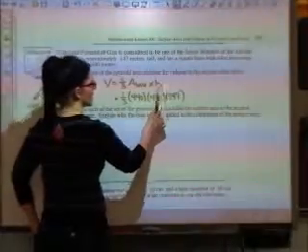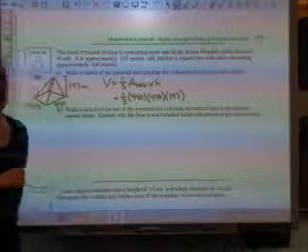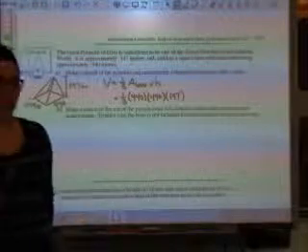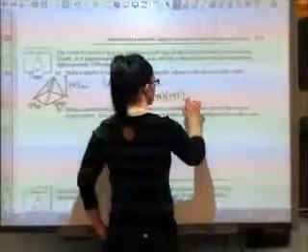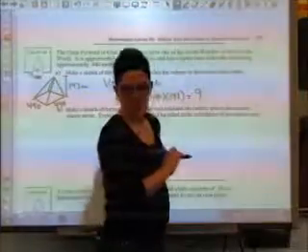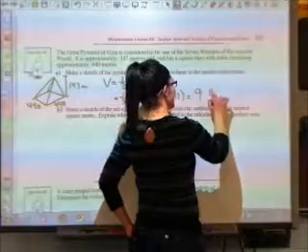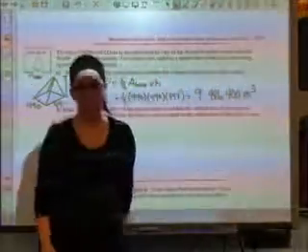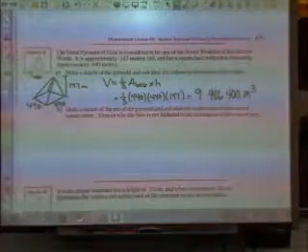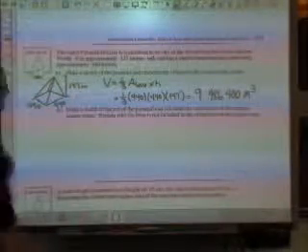So when I put this in my calculator, I can go 440 times 440 times 147. Then I can divide the answer by 3, or I can multiply it by 1/3. Either way, I get 9,486,400 cubic meters. That's the volume.